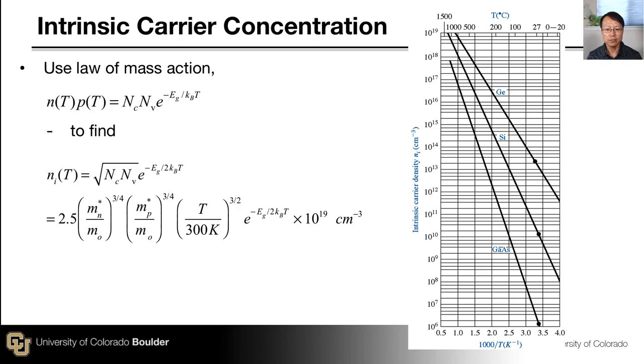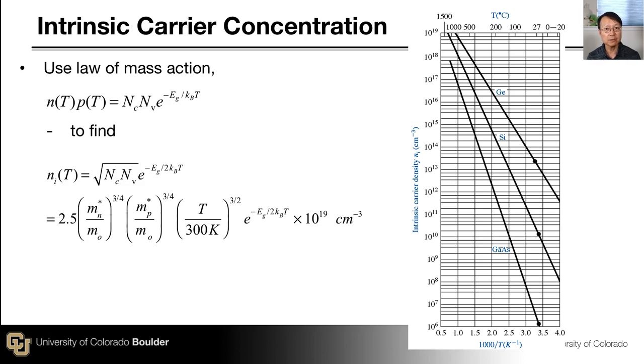The intrinsic carrier concentration can be easily calculated by using the law of mass action. The law of mass action says that the np product, electron concentration and hole concentration product, is given by this equation here: the product of the effective densities of states times the exponential factor containing the band gap energy. And by plugging in the expressions that we derived for N_C and N_V, we can derive this. The key feature here is that it depends exponentially on the band gap energy. There's a negative sign, so a larger band gap energy means an exponentially smaller carrier concentration.